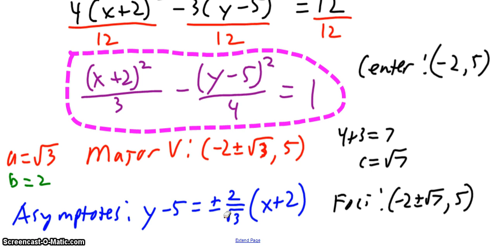And then the foci, a squared plus b squared is c squared, so 4 plus 3 is 7, c is the square root of 7. Again, since this is a horizontal major axis, this is going to be added and subtracted to the x value of the center. So negative 2 plus or minus the square root of 7, comma 5.